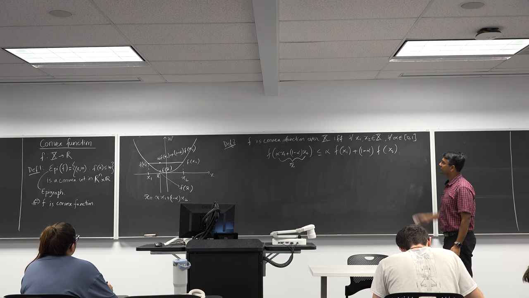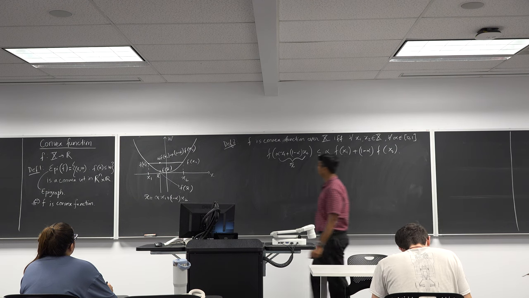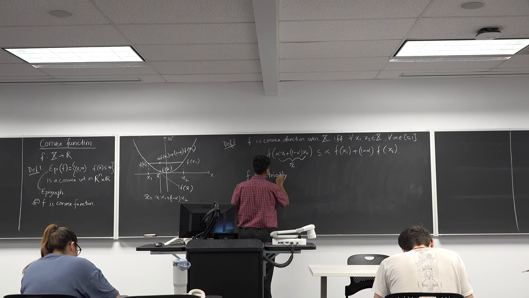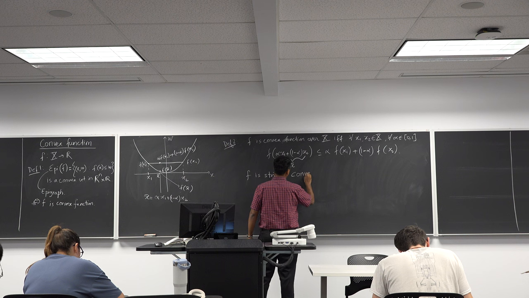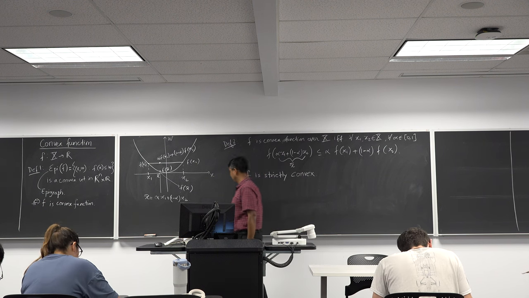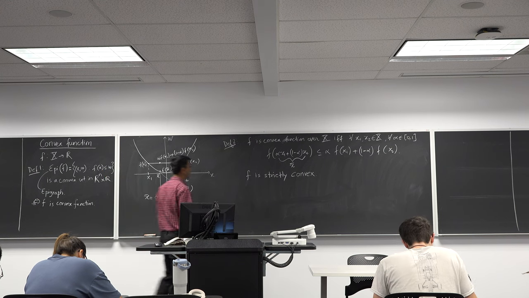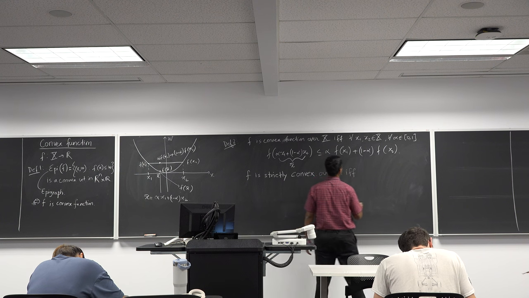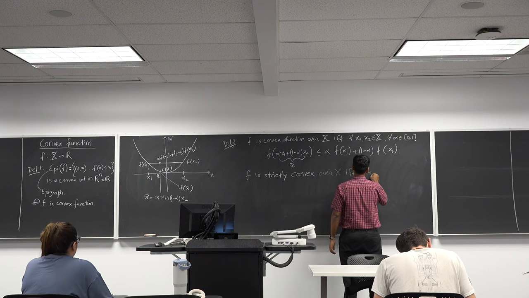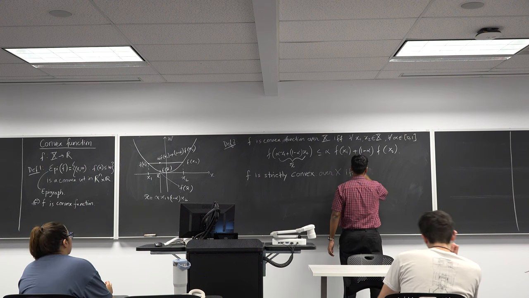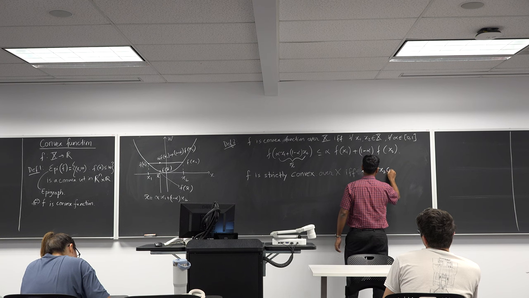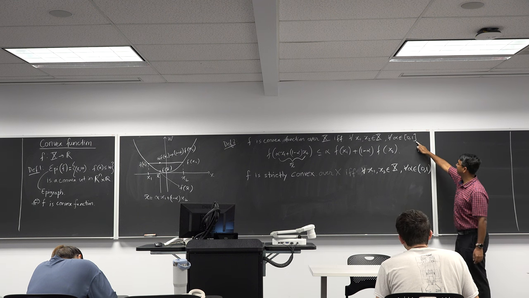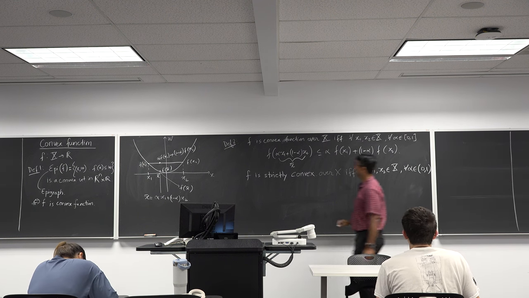Now, with this definition of convex, we can define something stricter. So, f is strictly convex over X if and only if, for every x1, x2 in capital X, for every alpha in the open interval 0, 1. So this is the closed interval 0, 1. This is the open interval 0, 1. So be careful.